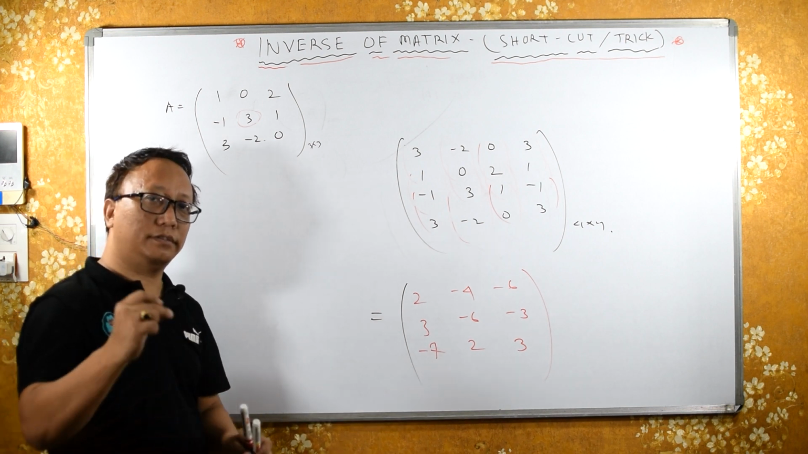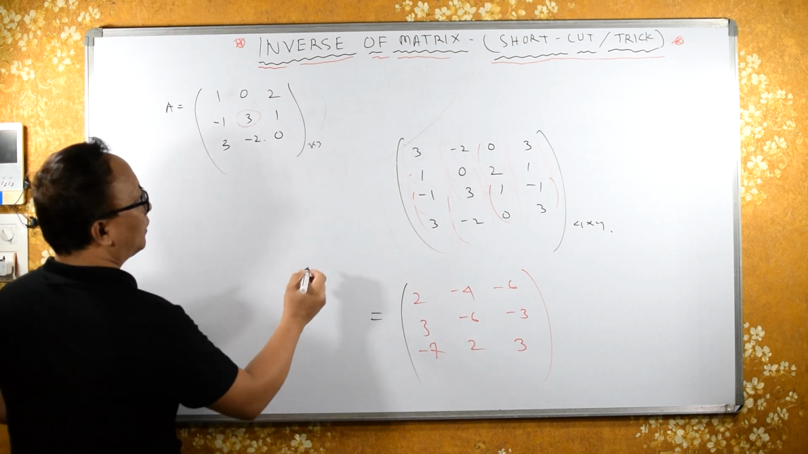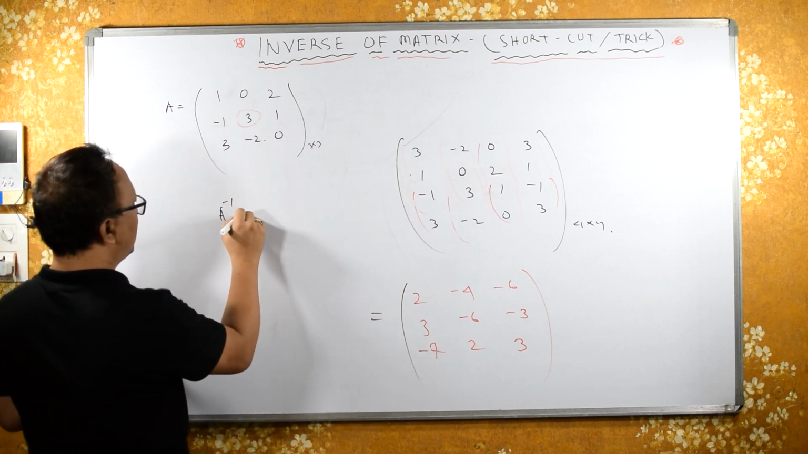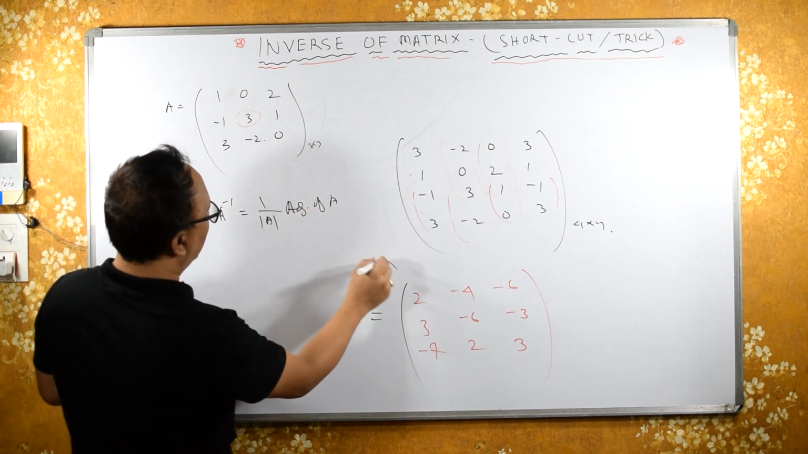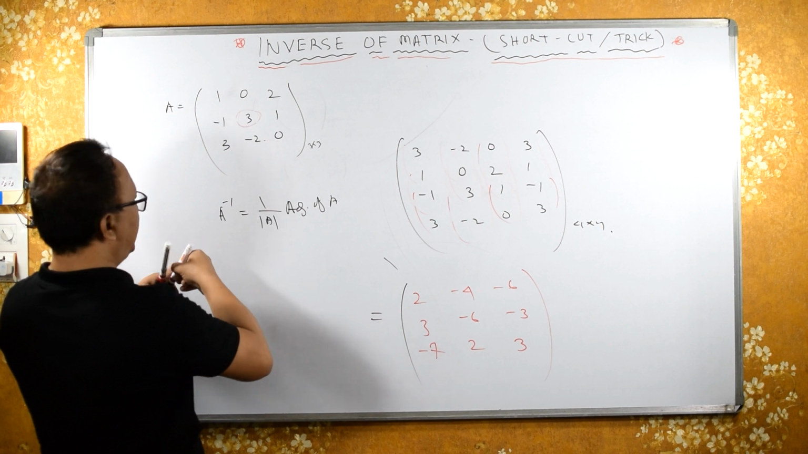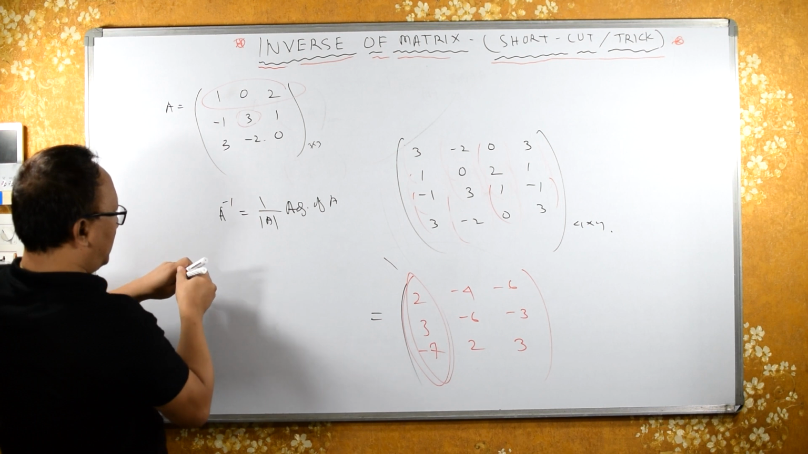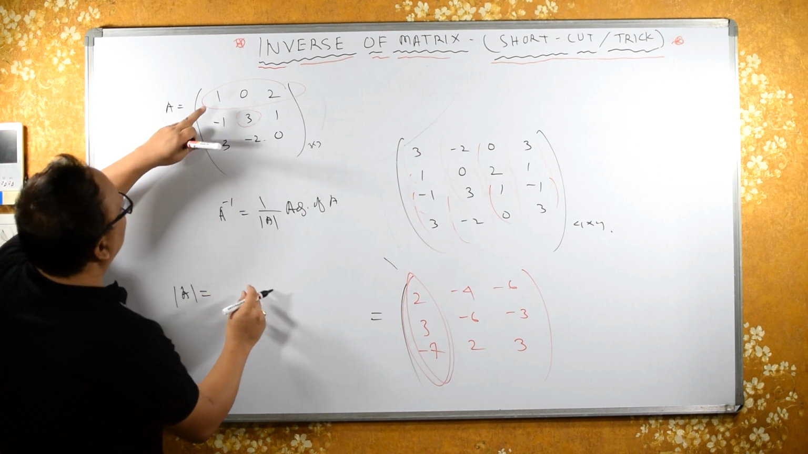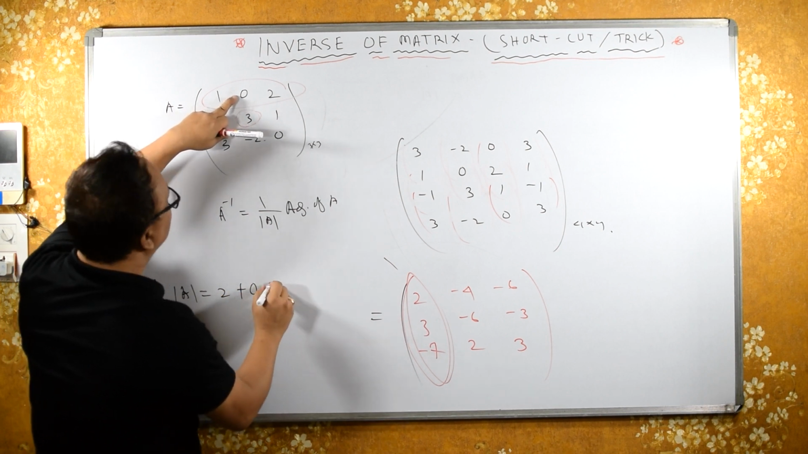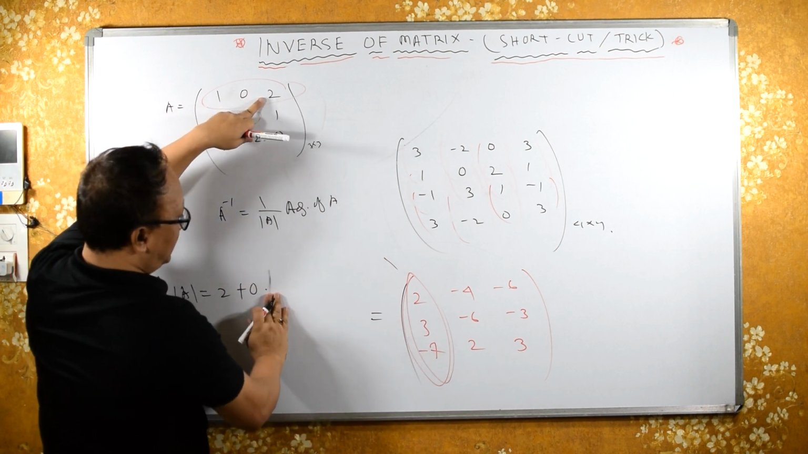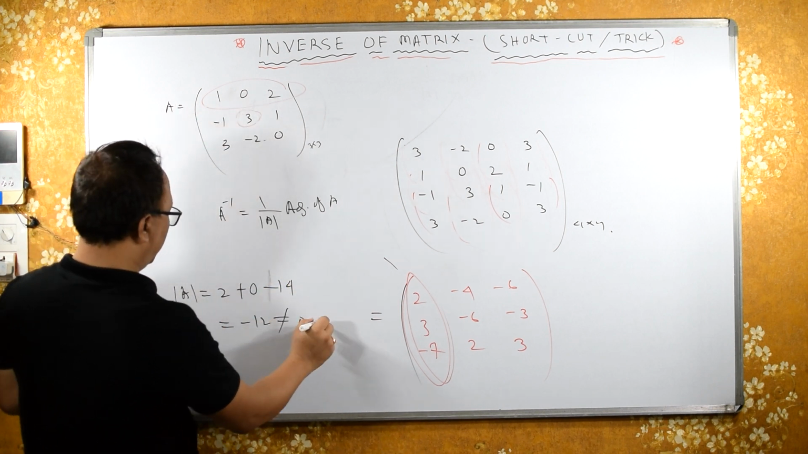This is a very useful shortcut. Within this you can get this adjoint. And how to find the inverse? We know that A inverse equals 1 by determinant of A into adjoint of A. Adjoint of A we have. How to find the determinant of A? It is given by this into this. Determinant A is given by 1 into 2 is 2, plus 0 into 3 is 0, plus 2 into minus 7 is minus 14, which is minus 12, which is not equal to 0.